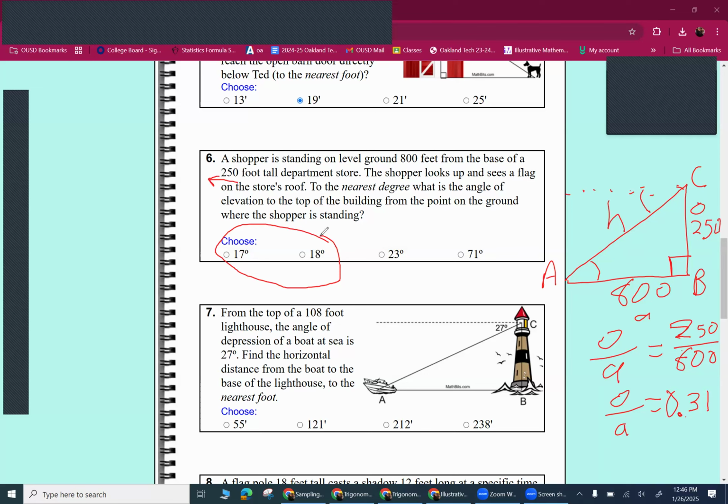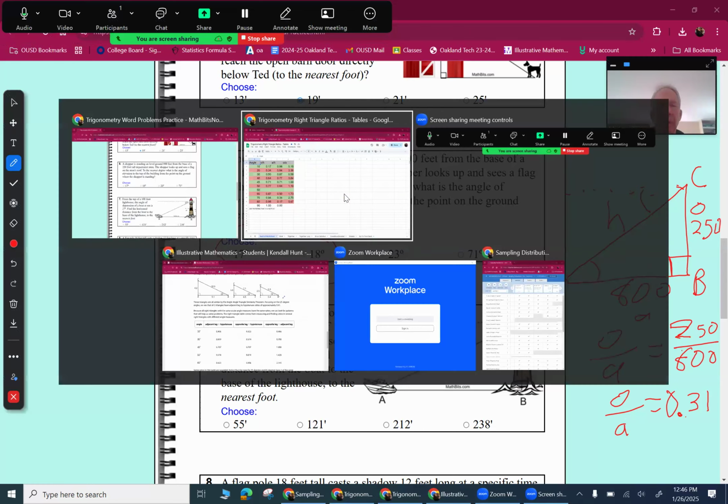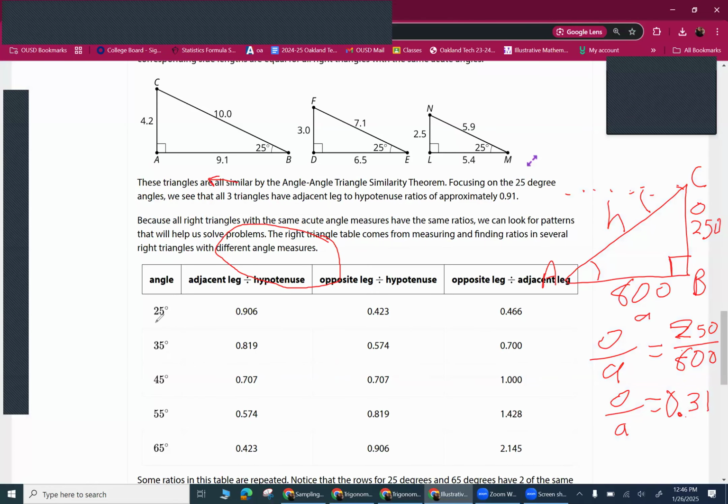I'm going to check one other table. I'm also going to show you one other thing. Let's just go look at the table from the book. The table from the book was this, and there's a reason I'm looking at this. I don't think it's going to help us. See, 25 degrees is the closest we're going to get. So this doesn't help us because we're actually looking for something where this number opposite over adjacent is up here somewhere. It's 0.31. So this doesn't help us other than I know it's less than 25 degrees.